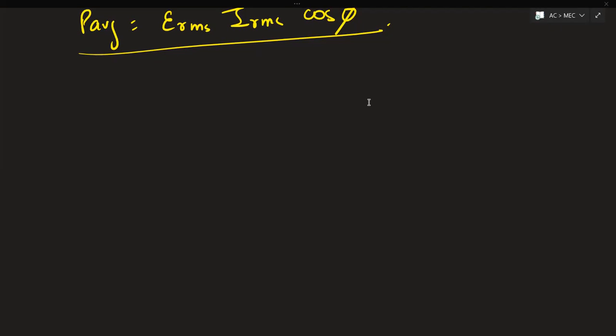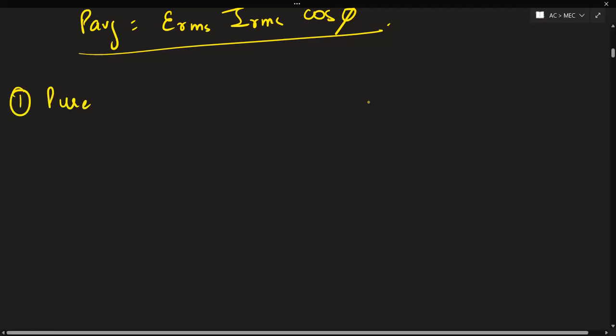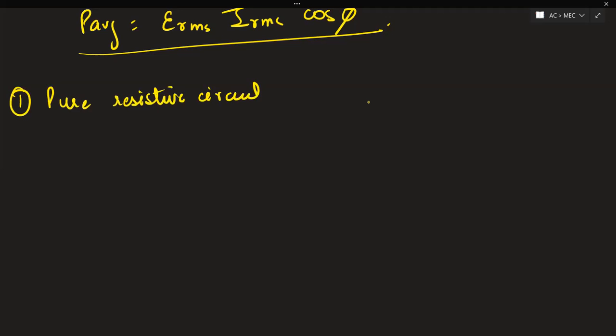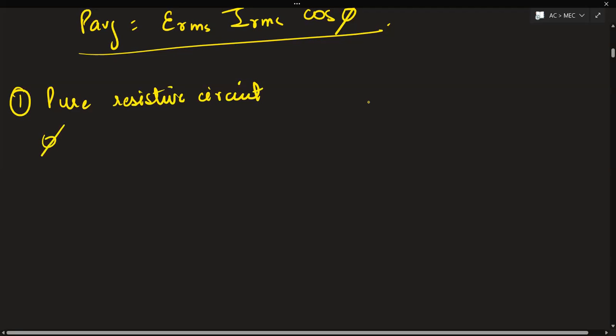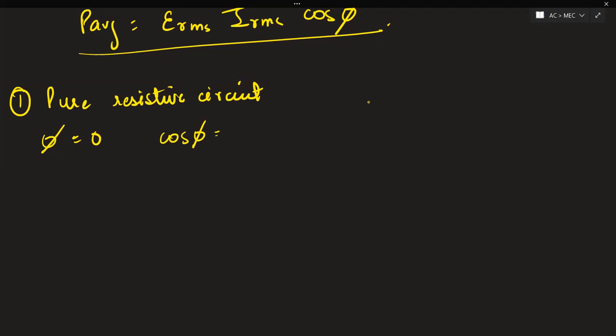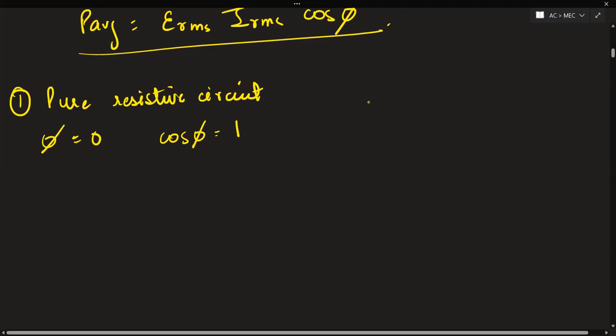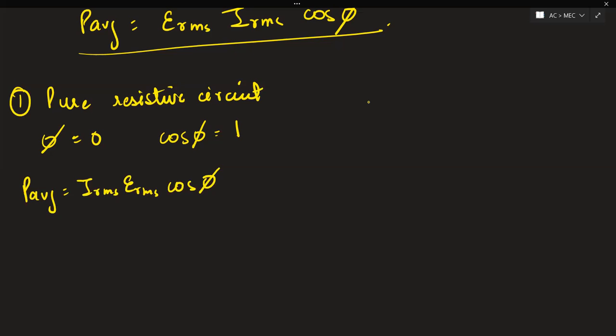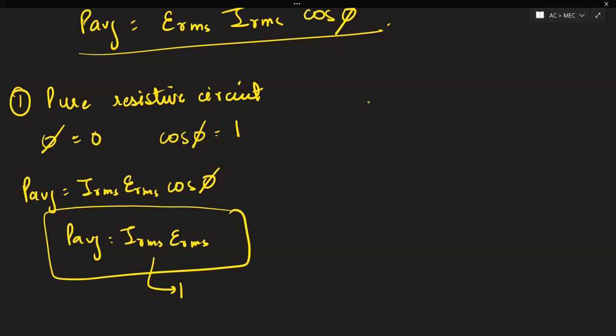There is no phase difference in a circuit containing only a resistor. For a pure resistive circuit, there is no phase difference. So phase angle phi is 0. If phi is 0, cos phi will become what? Cos 0, it will become 1. So here in this formula, P average, when you put IRMS, ERMS, cos phi, you will get power average as IRMS, ERMS only. So this will be the maximum value.